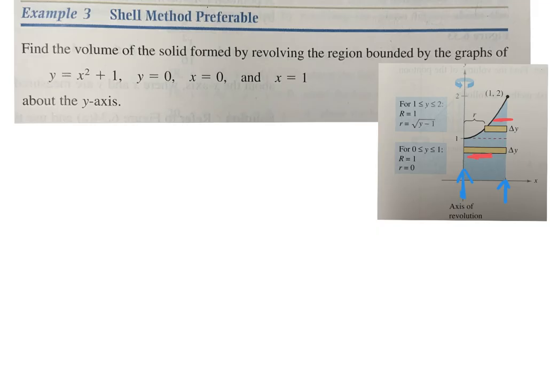Right. So for this one, I have y equals x squared plus 1. They want me to go around the y-axis, all right? So y-axis, that's here. They want a vertical revolution. So for a vertical revolution, if I am going to do the disk method for a vertical revolution, then I need this in terms of y. All right? If I'm doing a shell method, then I want this in terms of x.